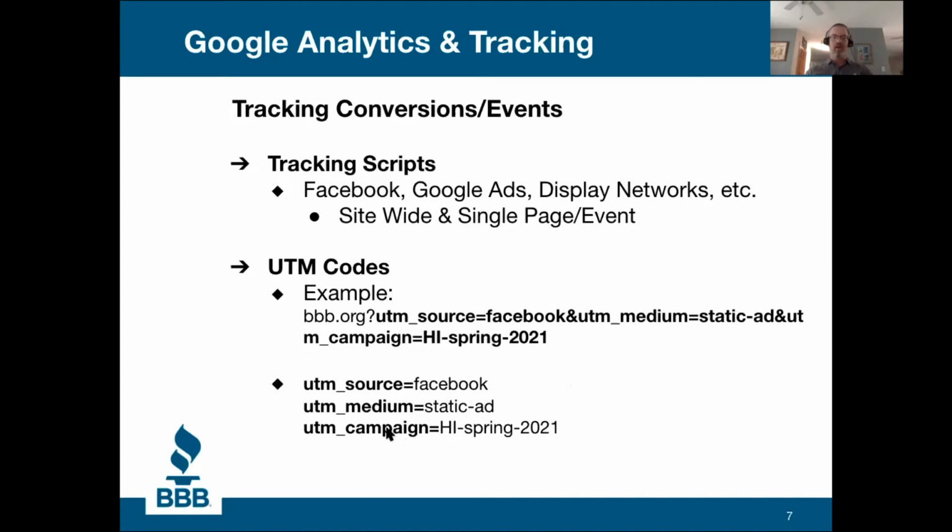And I also know, based on this UTM campaign, that this was the spring home improvement campaign, because we might run a summer travel campaign, and then that one would be summer 2021 travel or something to that effect. And that will then allow us in Google Analytics to look at how did the traffic from this particular source campaign perform once the traffic made it to the website.